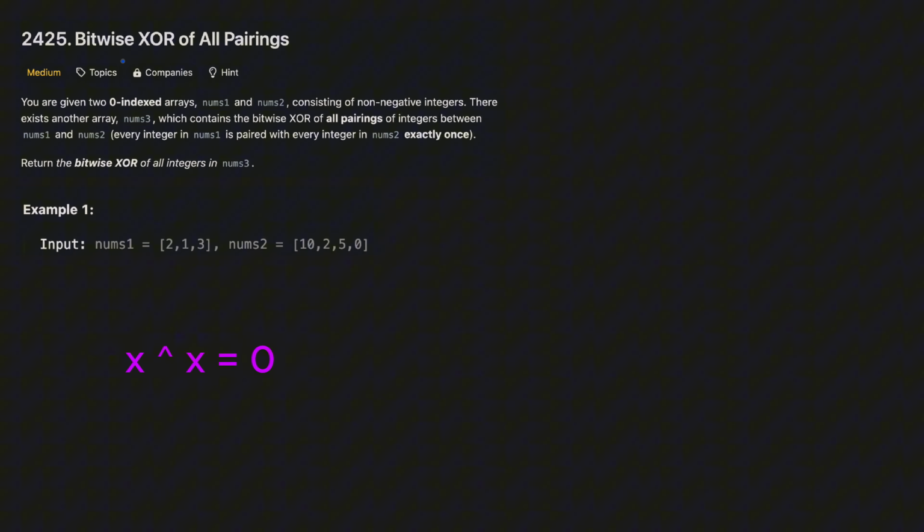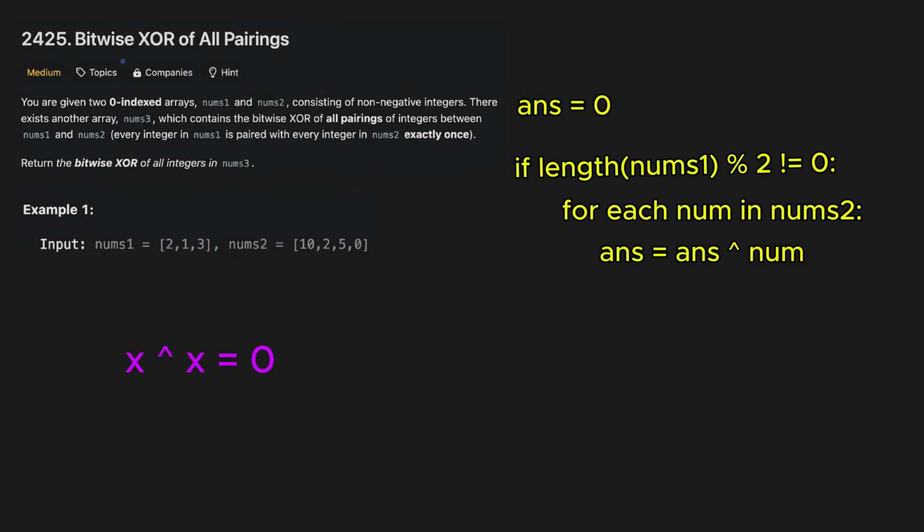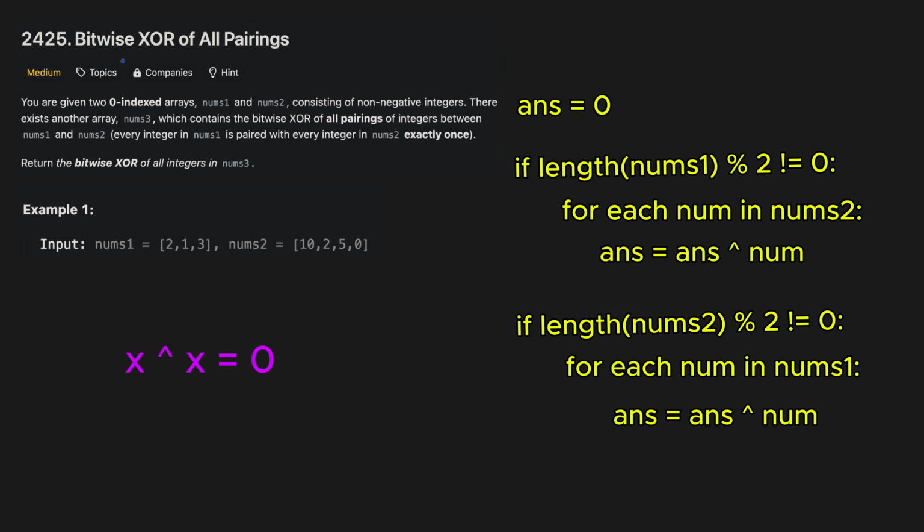Now our approach will be, if the size of nums1 is odd, then we will include all the elements of nums2 in the result. And if the size of nums2 is odd, then we will include all the elements of nums1 in the result. And now the time complexity reduces from O(m times n) to O(m plus n), where m is the length of nums1 and n is the length of nums2, because in the worst case, both the arrays may be of odd length. And in terms of space complexity, it is still O(1) because we are using only some variables. So now let's jump into the code part.